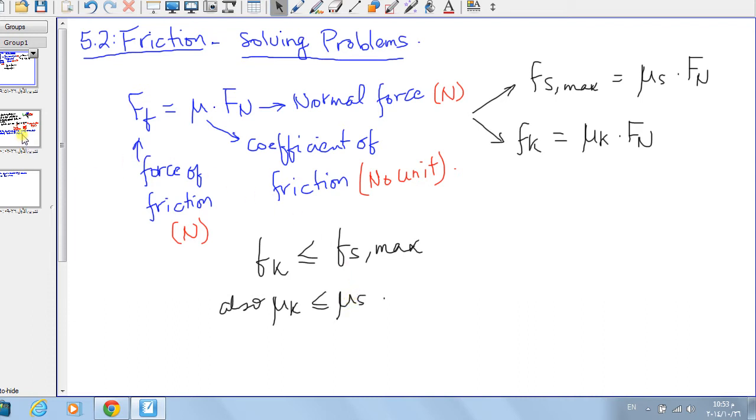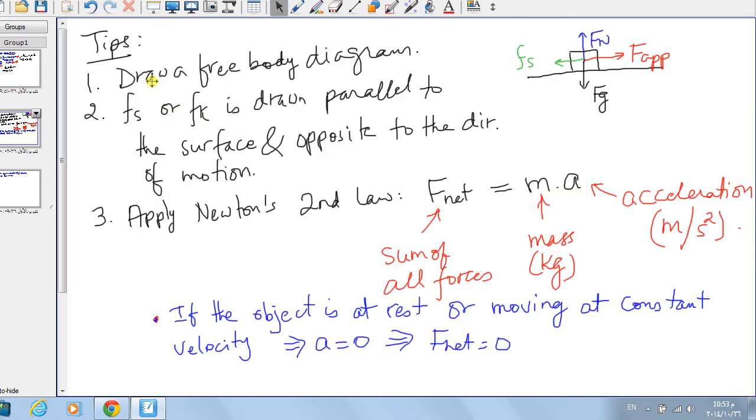Now, to solve problems, I would recommend following the following steps or tips. The first tip is to draw a free body diagram. A free body diagram is a rough sketch of the object on the surface with all the forces acting on this object. Let's say here I have a box, and there is someone pushing this box. The forces acting are Fg, pointing always vertically downward. Fn is the normal force. Remember that Fn is always perpendicular to the surface because it's the force exerted by the surface on the box. The person is exerting a force of push, or force applied.